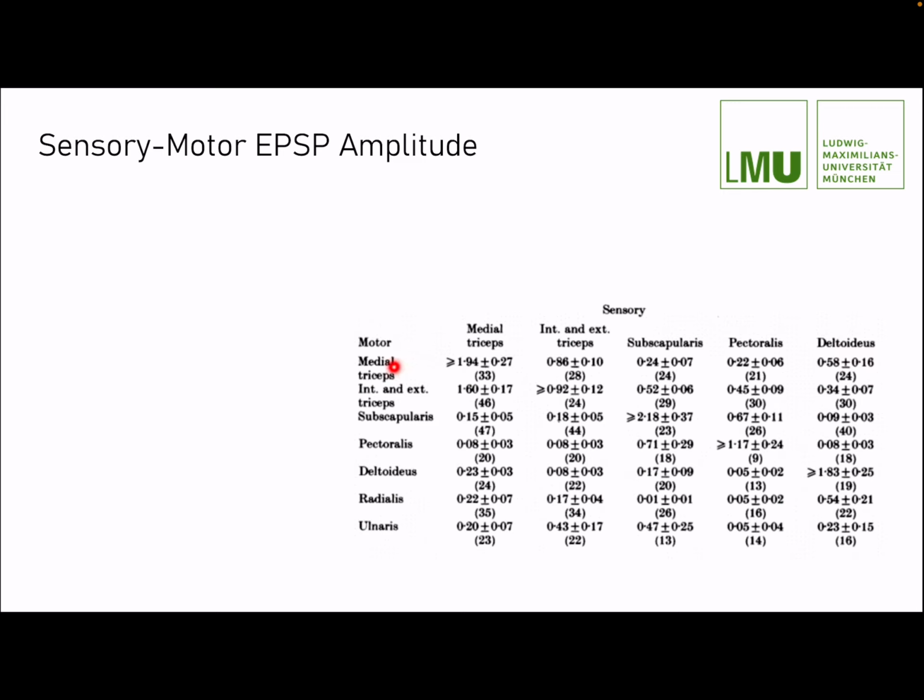As you can see here, when we talk about homonymous inputs, it's about the sensory inputs to the motor neurons from the same muscle, medial triceps. Here the larger amplitude is 1.94 millivolt within 33 neurons, and internal and external triceps together with internal and external triceps motor neurons is about 0.92 among 24 neurons.